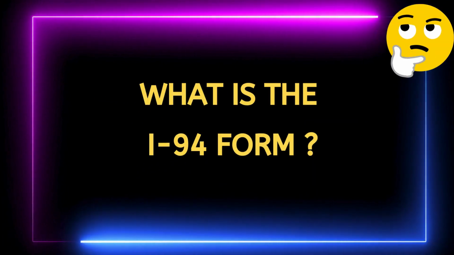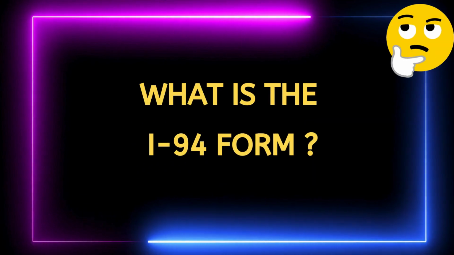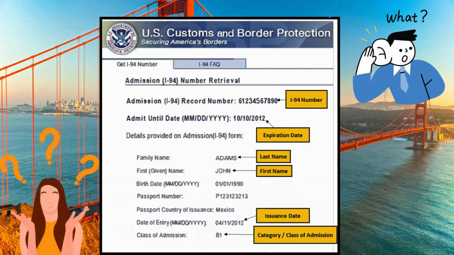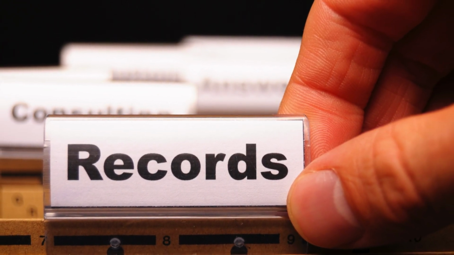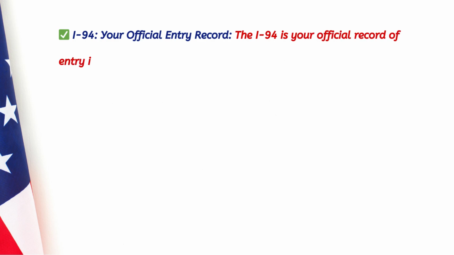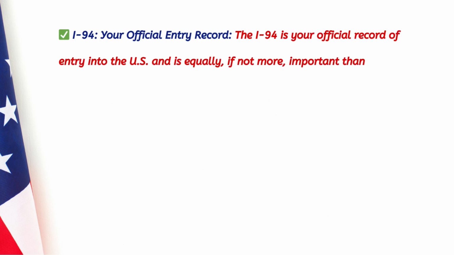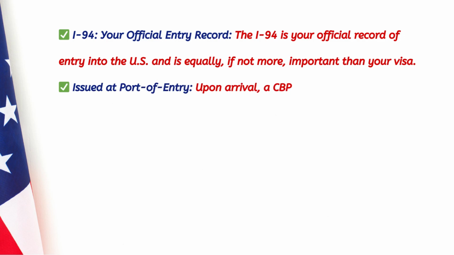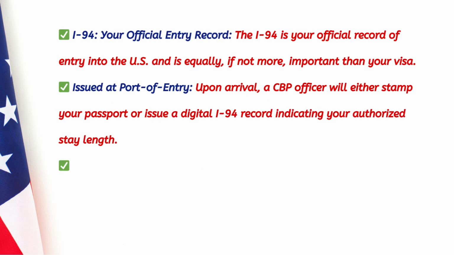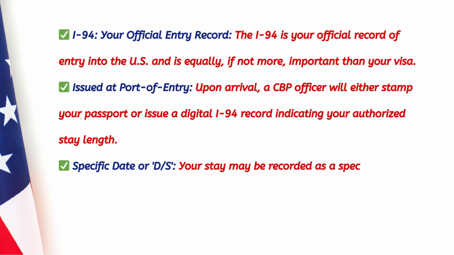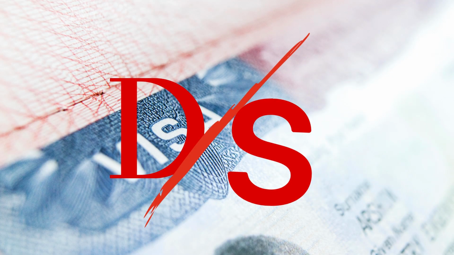Then the question is, what is the I-94 form? Friends, the I-94 form is your official record of entry into the United States, and it's equally, if not more, critical. When you arrive at a US port of entry, a CBP officer will stamp your passport or issue a digital I-94 record that shows your authorized length of stay. This is recorded as either a specific date or as D/S, which means duration of status.